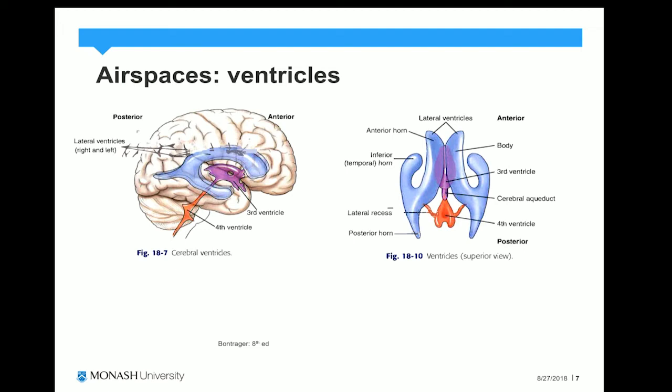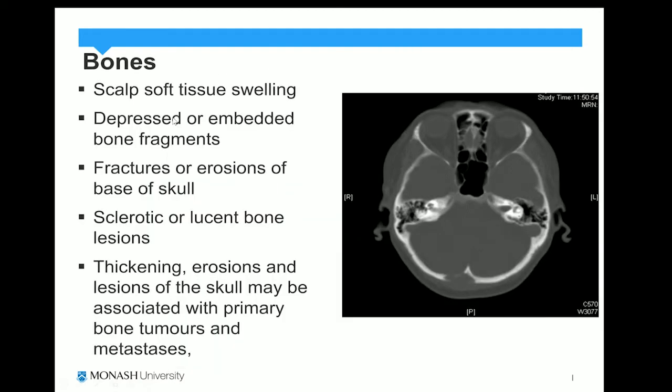So with the airspace, it's just a reminder of the anatomy of the ventricles. On a lateral view, you are able to see the horns of the lateral ventricles, and the choroid plexus sits within the lateral ventricles where the CSF is produced, and then it flows through the third ventricle and then the cerebral aqueduct into the fourth ventricle, and it will go down the spine and then circulate again.